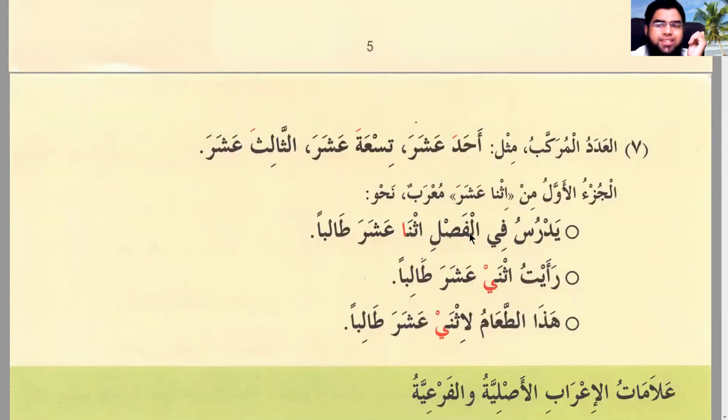Nahnu nadrusu fil fasli isna ashra taliban. In the class we study 12 students. So this is marfu' with an alif. Ra'aytu isnai ashra taliban. I saw 12 students. Hada ta'amu lifnai ashra taliban. This is also majrur with a ya. All right, so this is a little difficult. All these things are a little difficult. Don't worry if you don't understand anything. Anyways, these are endings and so on.